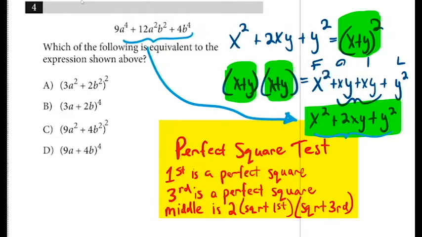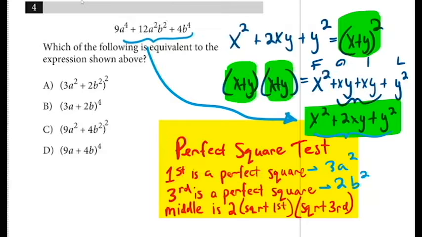Is the first term a perfect square? Well, what's the square root of 9a to the 4th? That's 3a squared. Is the third term a perfect square? Well, what's the square root of 4b to the 4th? That answer is 2b squared.